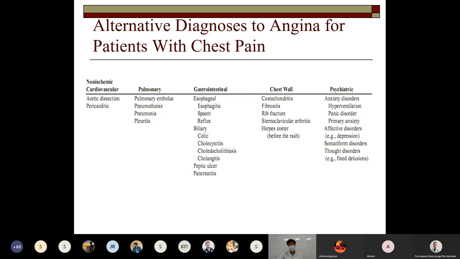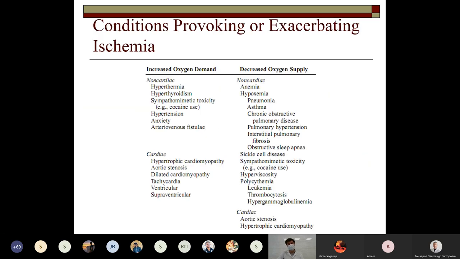diseases, a very frequent clinical situation associated with esophagitis and cardiac spasm, for instance, chest wall fibrosis, for instance herpes zoster, and psychiatric disease, a large list that is associated with the disease and the suffering of the patient. Psychiatric disease can mask angina, and it's difficult to provide the final diagnosis when we have a wide range of atypical symptoms.